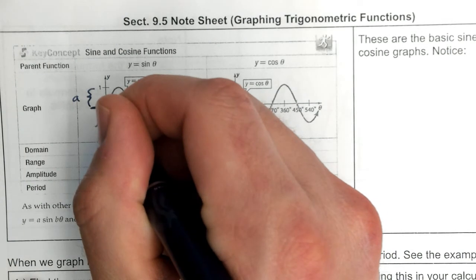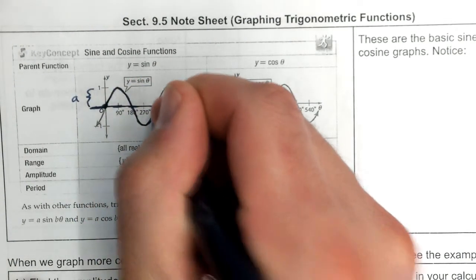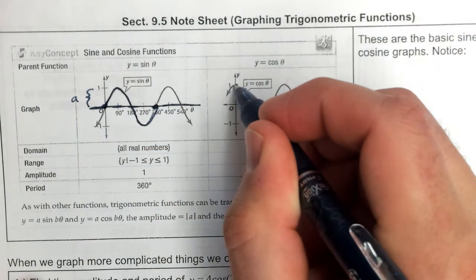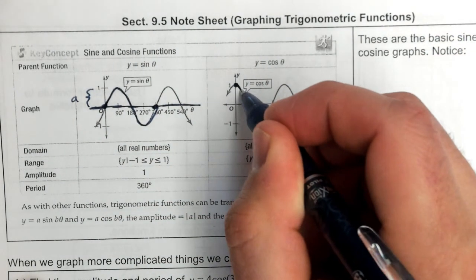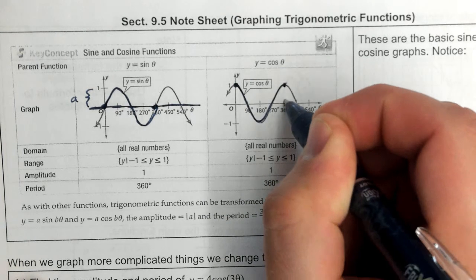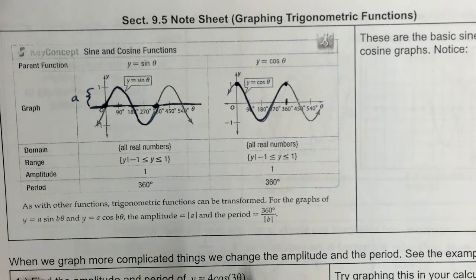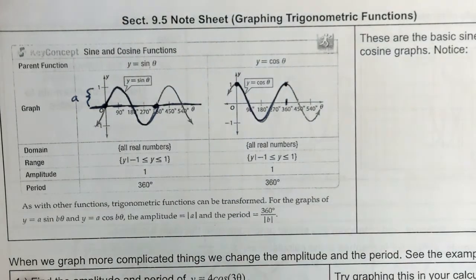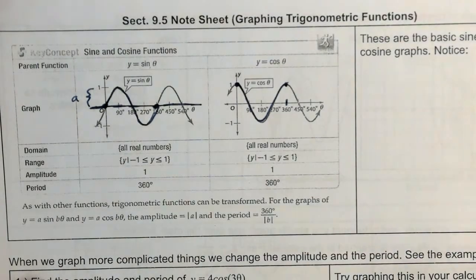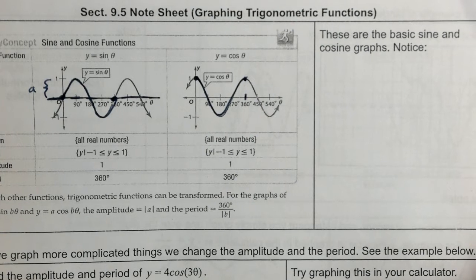The period, the distance it takes to complete one cycle, is 360 degrees. You can see this curve is going to go up, back down, and come back to that starting spot every 360. Same thing here, except that this one starts at a maximum, or at the top. That distance is still 360. This is for the basic sine and basic cosine, where we have not added any numbers in here.